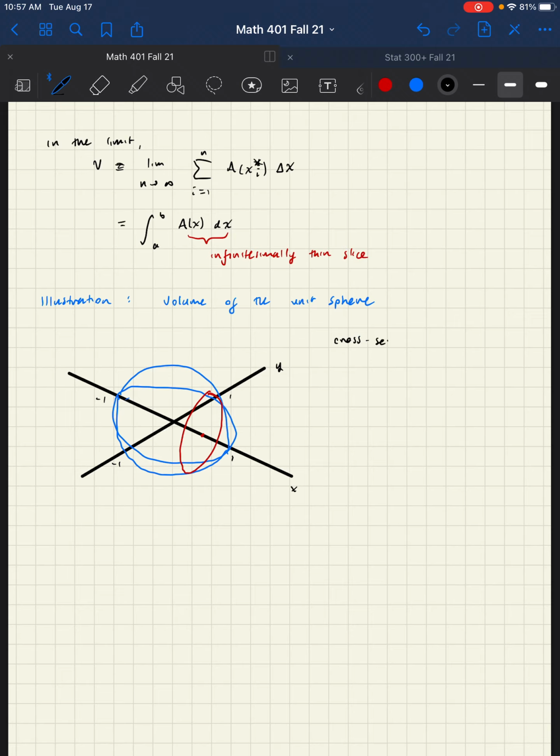So let's think about what we're doing. Our cross section is a circle, and it depends on x, right? So let's think about what we're actually looking at here. What is the area of this cross section, A of x? Well, if we think about how this radius is set up, that's where it crosses the y-axis. So we need to think about this picture right here. I'm going to have to set up another axis here.